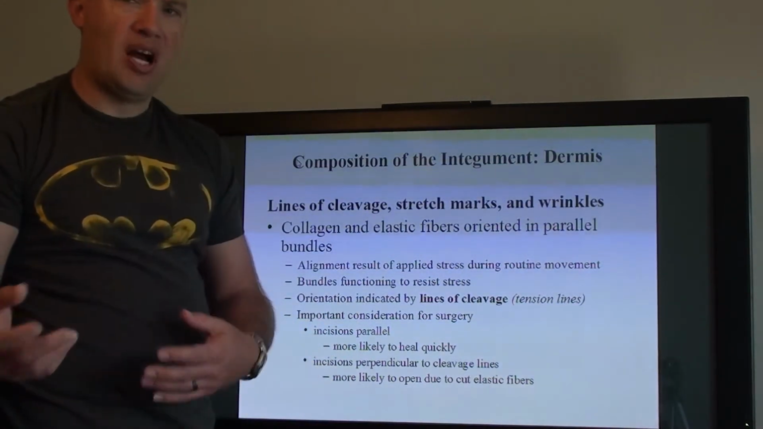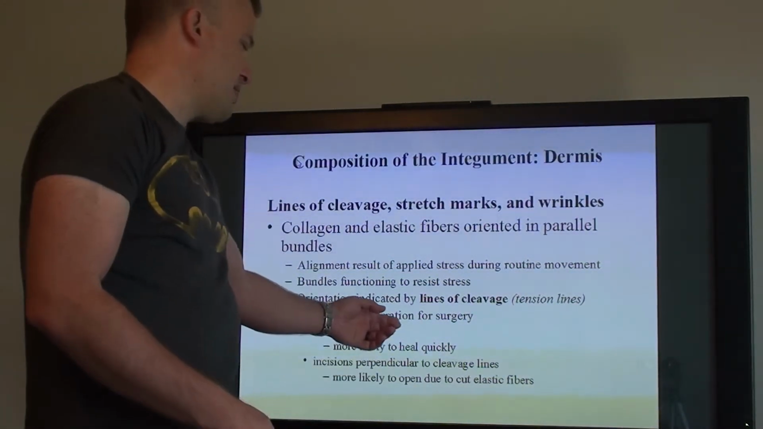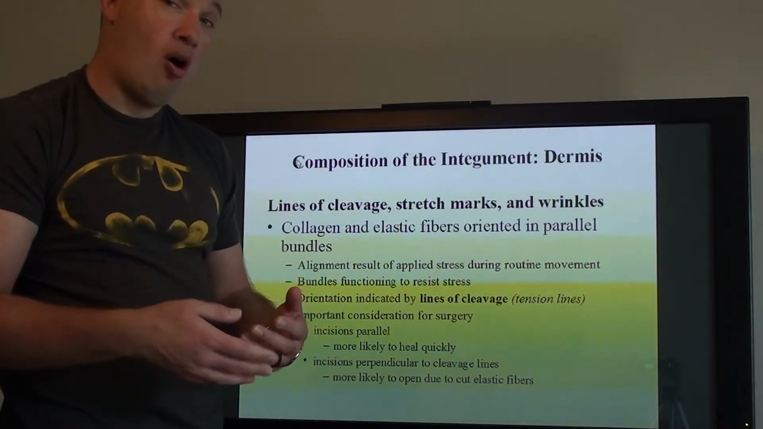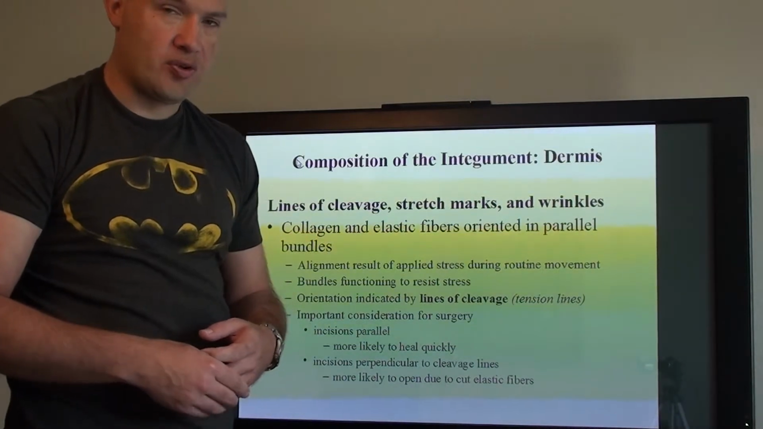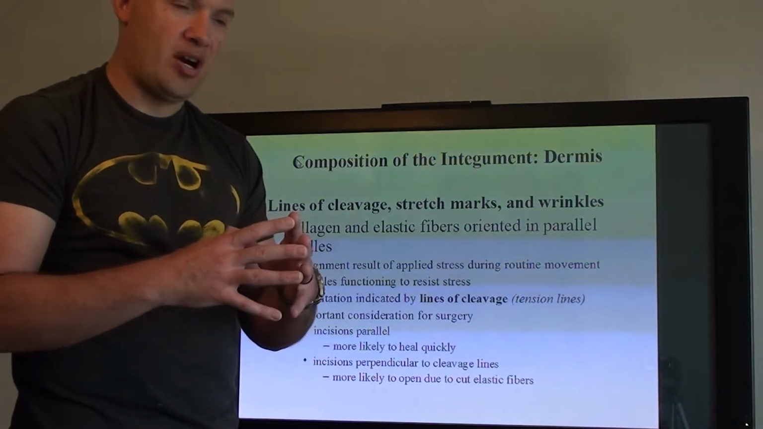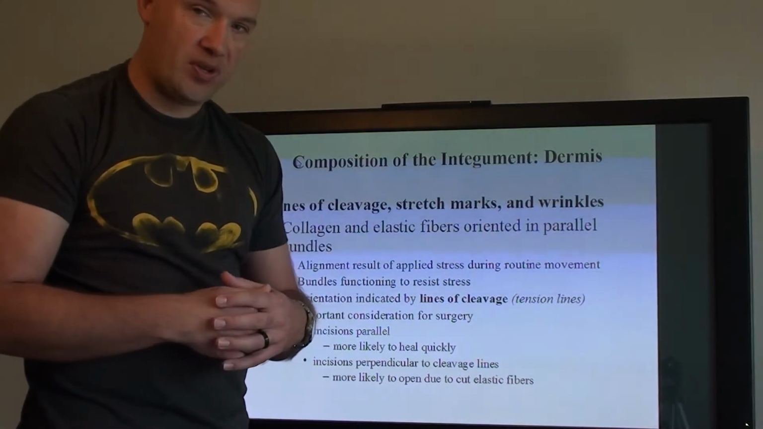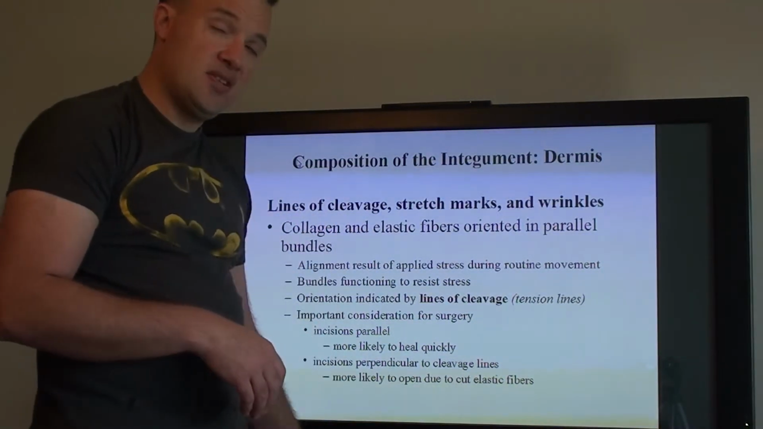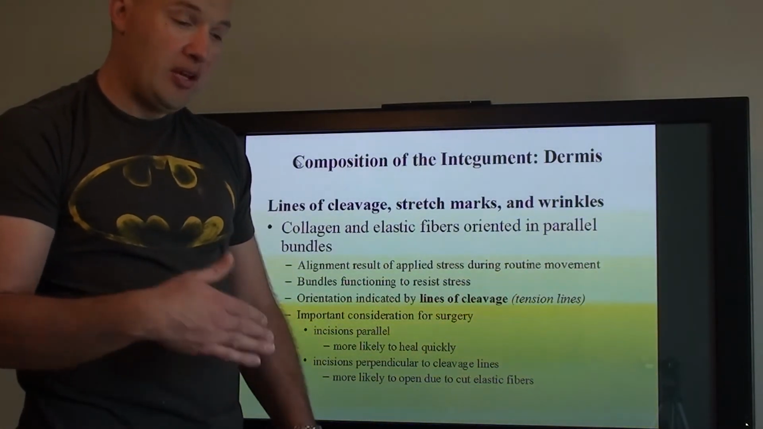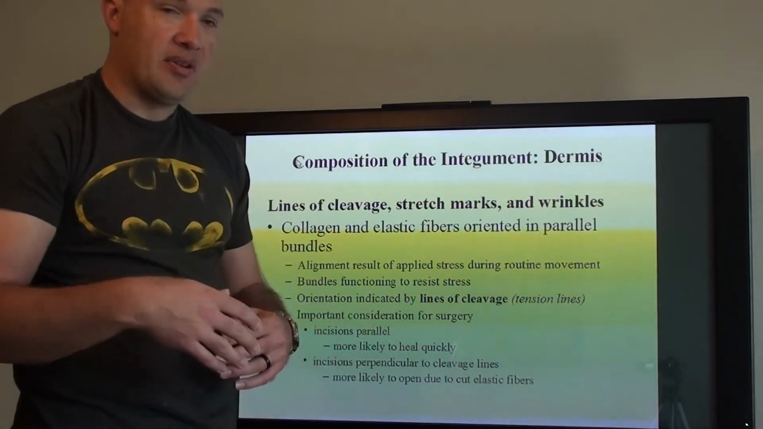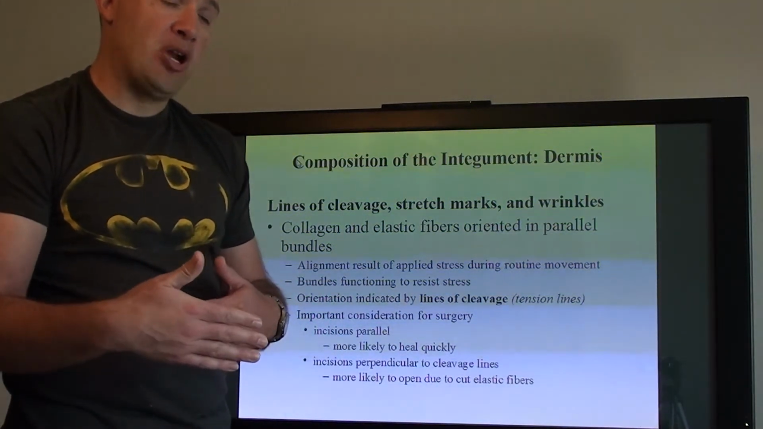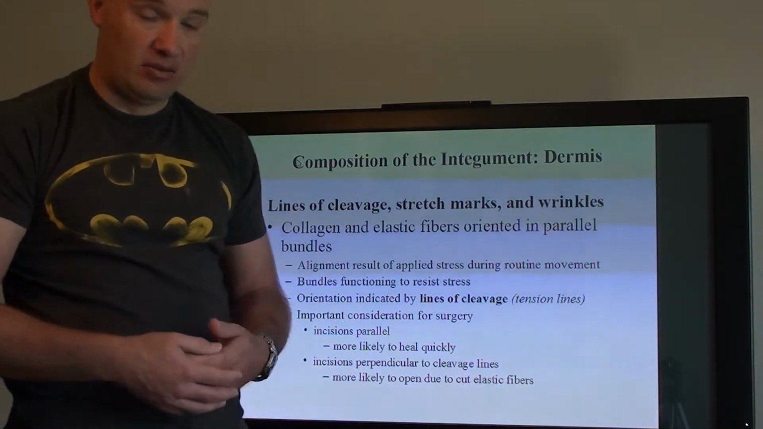And the big thing with lines of cleavage is that it's a consideration for surgery. If you make an incision parallel to a line of cleavage, that incision will typically heal quicker because there's not as much stretch, there's not as much force on it. Whereas if you make an incision or if you have a cut or a wound that's perpendicular to those cleavage lines, going across them, that incision or that wound is more likely to gap open, and it's going to be harder to close, it's going to be harder to heal.